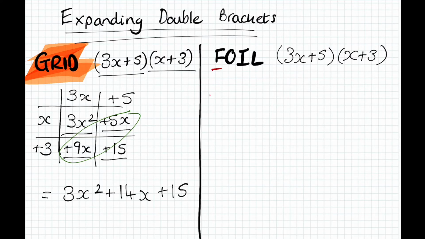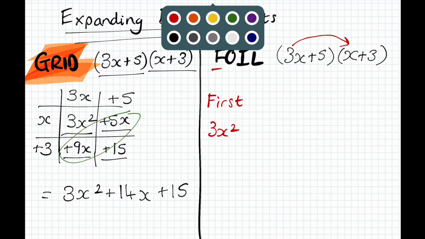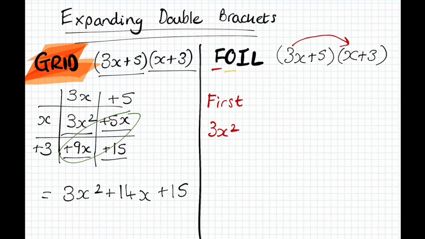So F stands for first. This means that we multiply the first part of each bracket together. So we're going to do 3x multiplied by x, which is going to give us 3x squared. Next letter is the O. That stands for outer. So we're going to multiply the outer part of each expression, each bracket together. 3x multiplied by 3 is going to give you 9x.